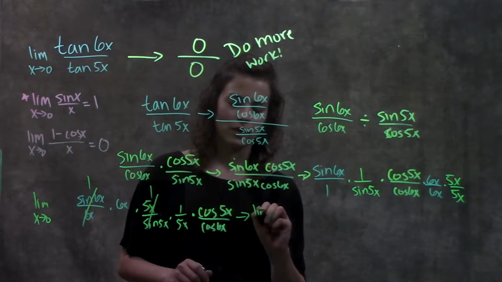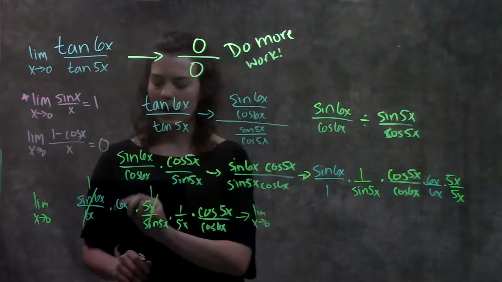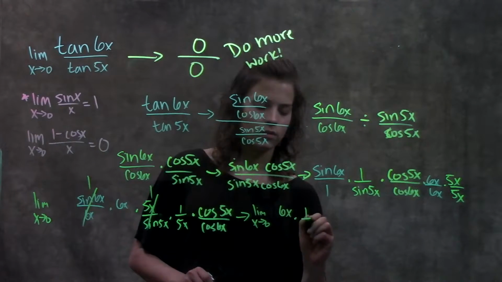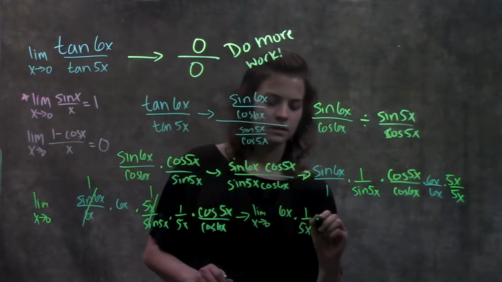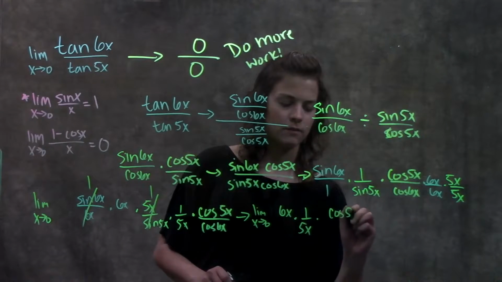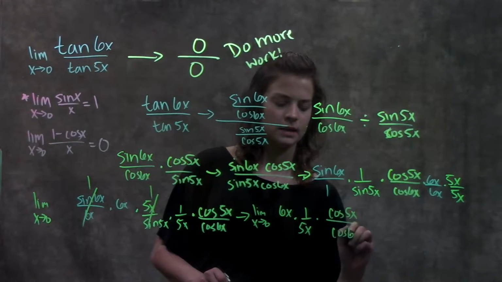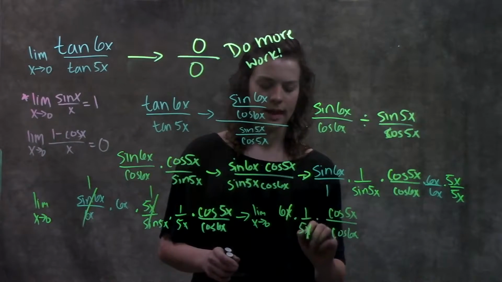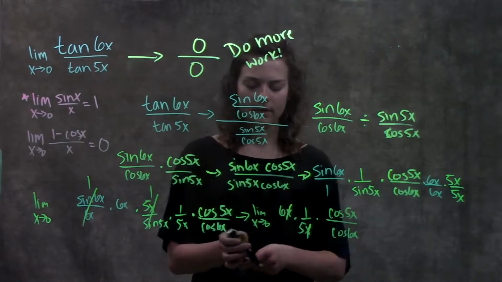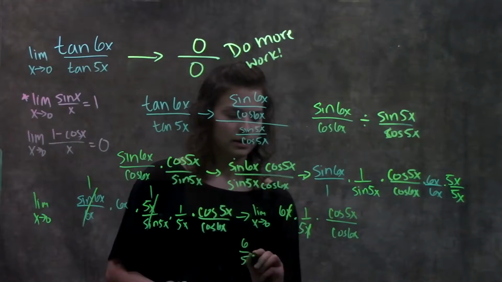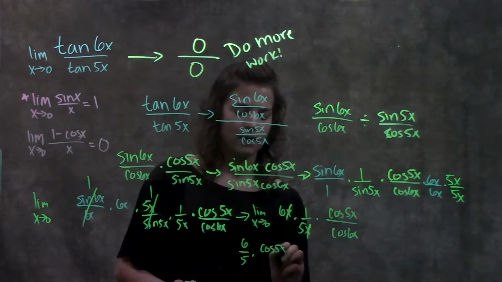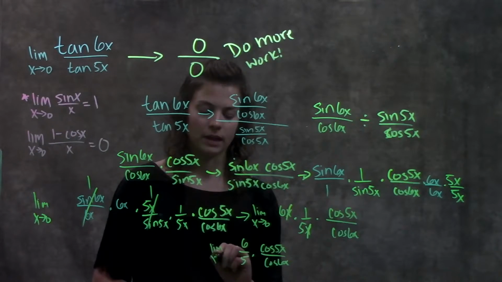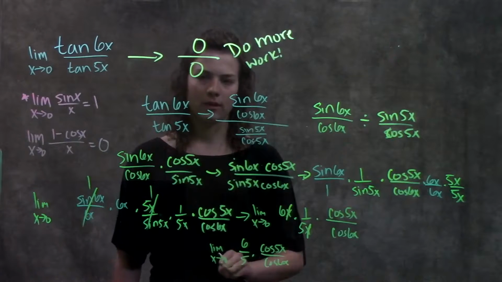So now we have the limit as x approaches 0 of 6x times 1 over 5x times cosine 5x over cosine 6x. I'm going to go ahead and cancel out these x's. So now I just have 6 over 5 times cosine 5x over cosine 6x. All right, that was a lot of simplifying, but now it looks like we're about done.